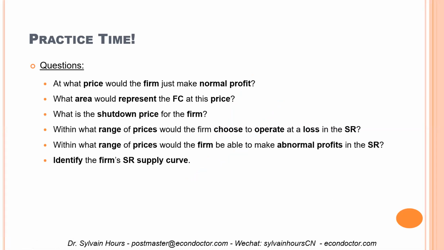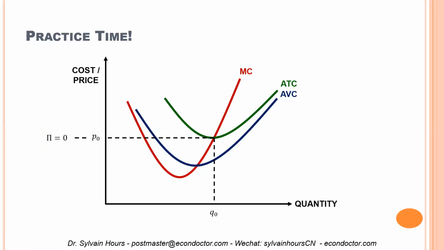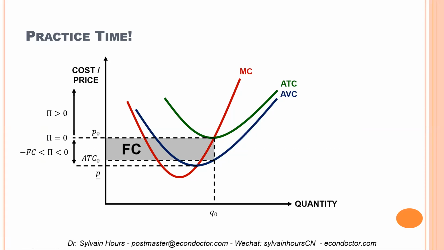identify the firm's short run individual supply curve. This one is important. Remember, the individual supply curve in the short run is given, this is really a sentence that your students must know by heart, it's given by the increasing section of the marginal cost that lies above the minimum of the AVC curve. So here's my supply curve. Increasing section of the marginal cost above the average variable cost.